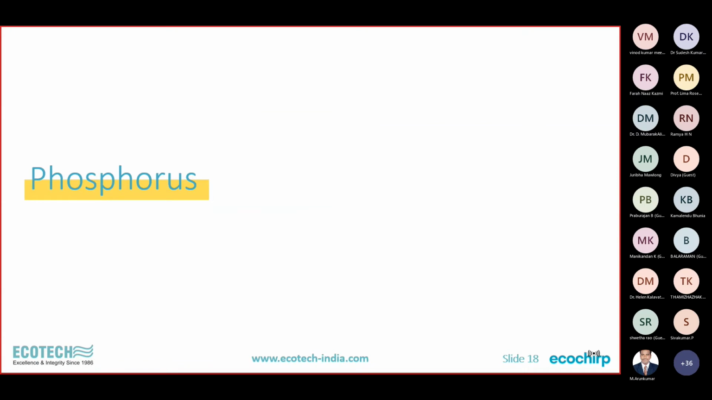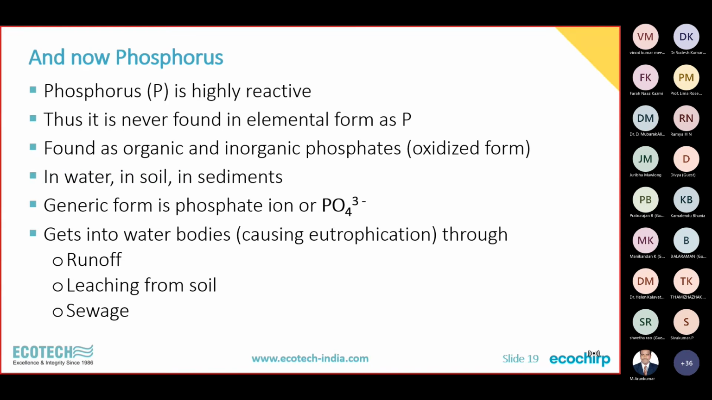And now for phosphorus control. Phosphorus is highly reactive, as we all know. Thus, it is never found in elemental form. It is never found as phosphorus. It will be in the form of a phosphate. Found as organic and inorganic phosphate, oxidized form, in water, in soil, in sediments. Generic form of phosphate is the phosphate ion, PO4 3-, gets into water bodies from multiple sources, which causes eutrophication. It comes through runoff from agriculture fields.